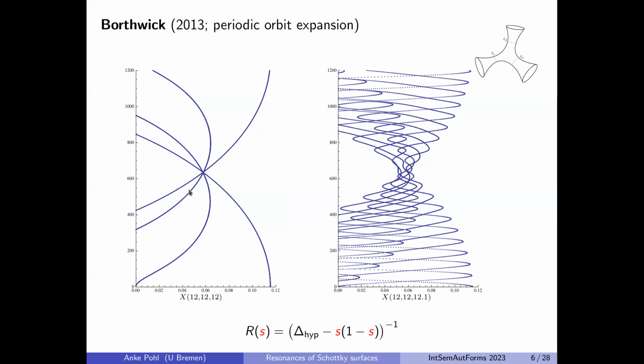So let me explain what you see. On the left-hand side, you see the Schottky surface, which is up here in the corner, where all these lengths are the same. So all funnels have the same width, whatever this means. It's a highly symmetric situation. Then he drew the resonances, so the poles of the resolvent, in the s-plane. So here you have the real part of s against the imaginary part of s. And whenever there is a resonance, he just made a little blue dot.